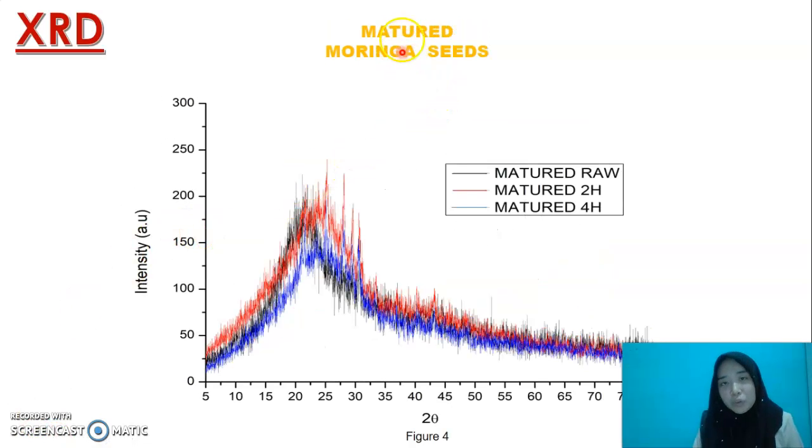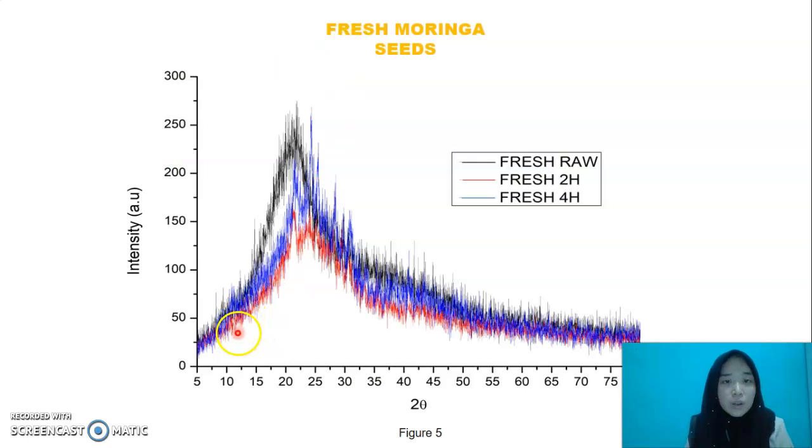Hence, I will move on to the matured moringa seeds. This is the matured moringa seeds for adsorbent and raw. We can see here that XRD is to assess the presence of crystalline phase in natural materials, and this graph showed that they are amorphous in nature. The fresh moringa seeds also showed the same trend, which indicated that they are amorphous in nature.